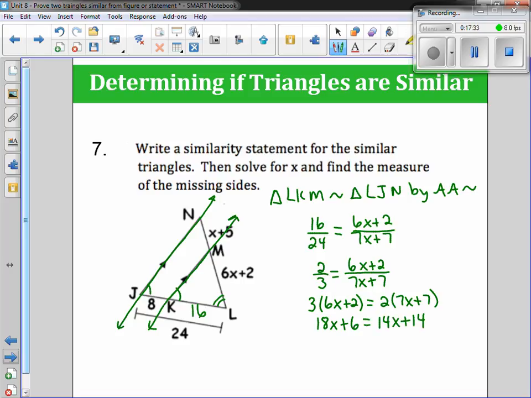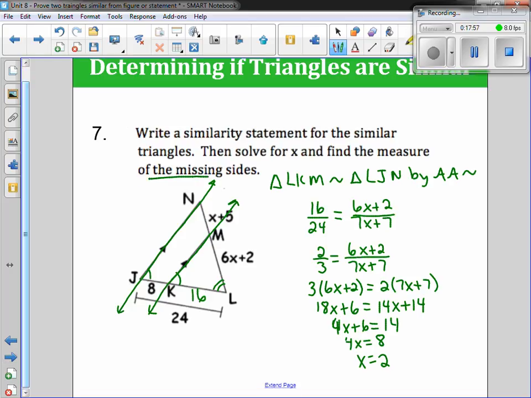We're going to move our x's to the same side. So we have 4x plus 6 equals 14. We're going to subtract 6, so 4x is equal to 8. I'm sorry, the 14 should be a 4. And therefore, x is 2. Since we know that x is 2, we can find the measure of the missing sides. NM is going to be equal to 7, and ML is going to be equal to 14.